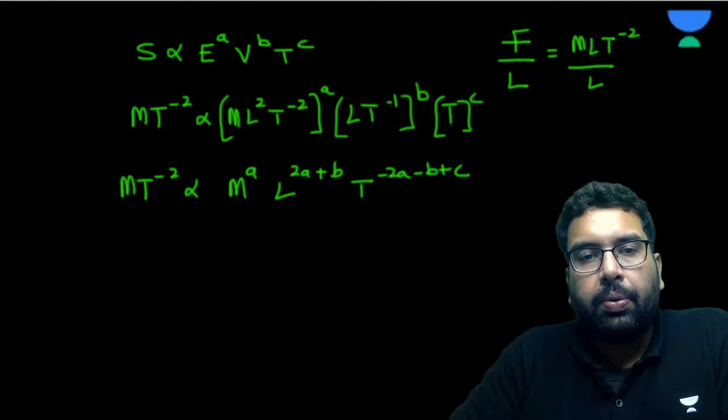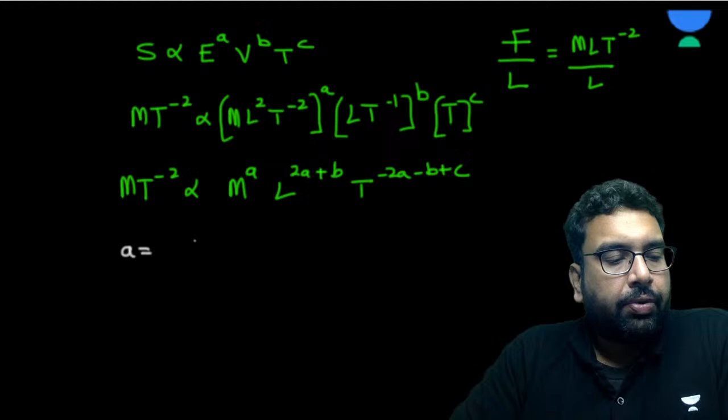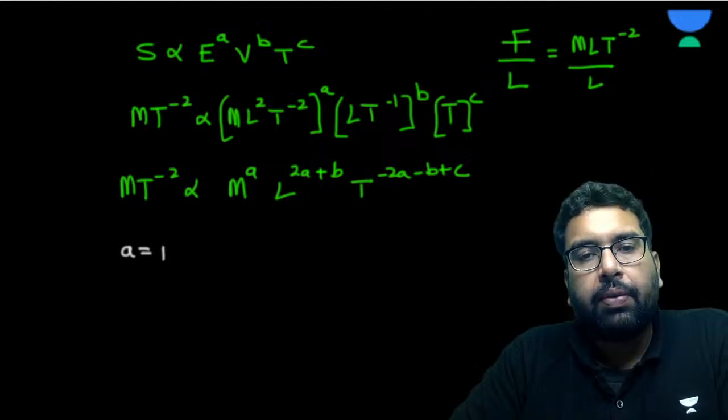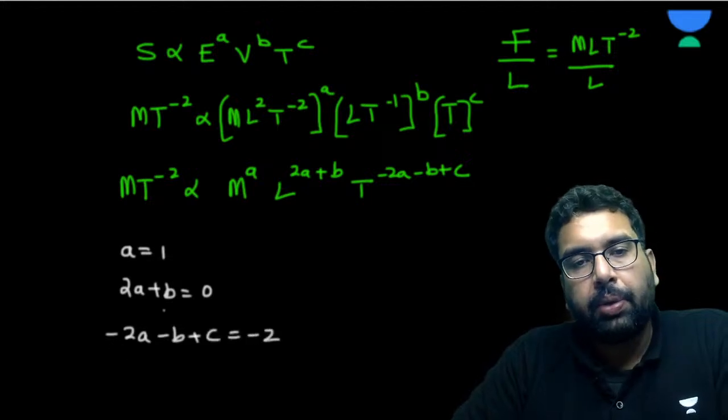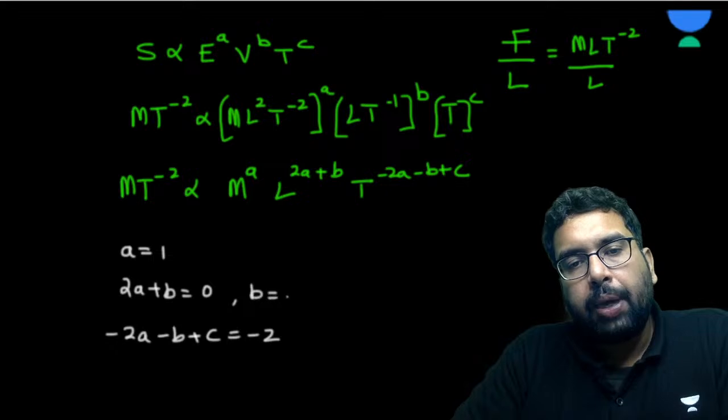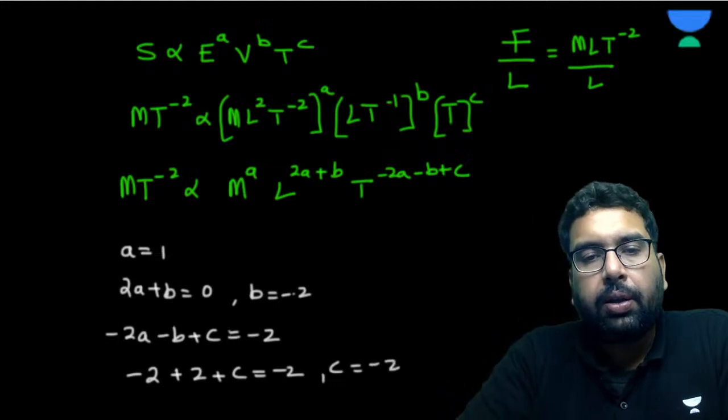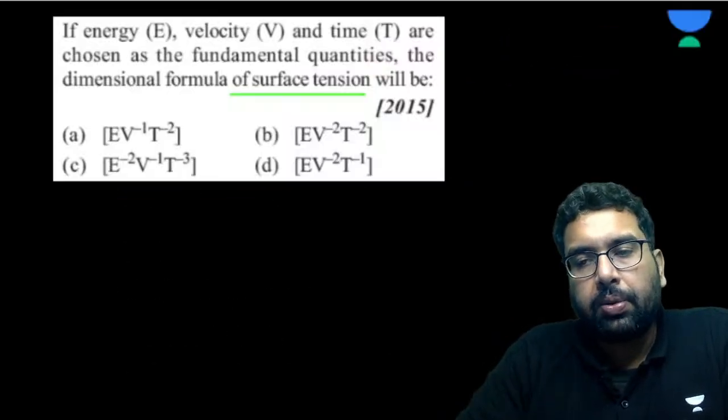So from there we can compare the powers of the same basis on the left hand and right hand side. So a will become 1, 2a plus b will become 0, and minus 2a minus b plus c becomes minus 2. So from here a is 1, so b will become minus 2, and if we put it here, it will be minus 2, and this will be plus 2 plus c minus 2. So from here c is also minus 2. So we got it now. E v minus 2 t minus 2. So that is the B option.